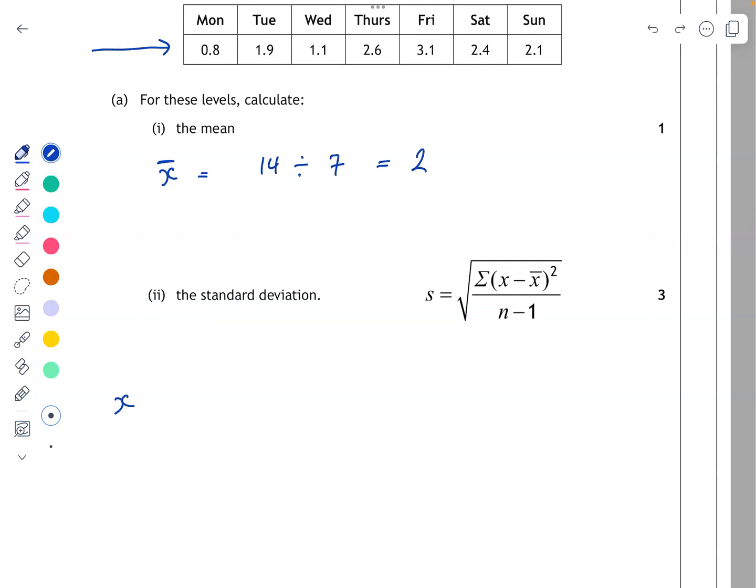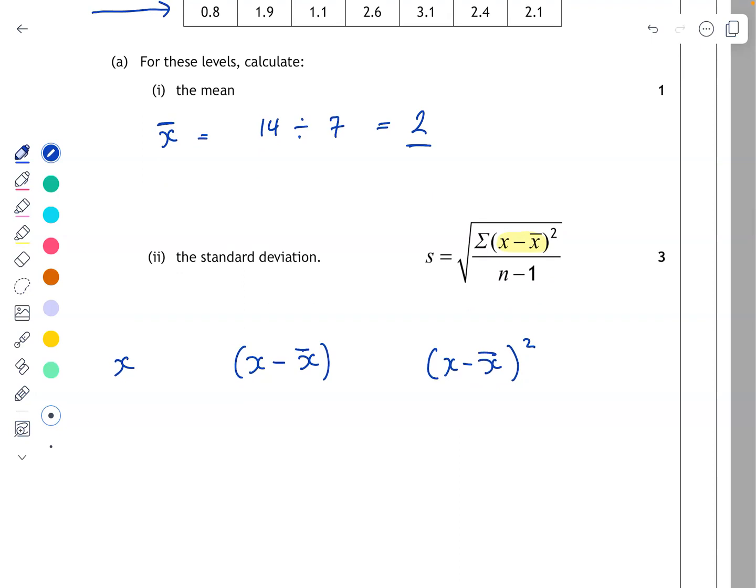Then we're going to have the x minus x bar part. So basically we want to do the brackets there. We want the x minus x bar. We'll calculate the x bar up here, which is 2. That's just the values of the x take away the mean. And then whatever that comes to, we want to square it, so times it by itself. Then we want x minus x bar squared. So that'll be the squared part there.